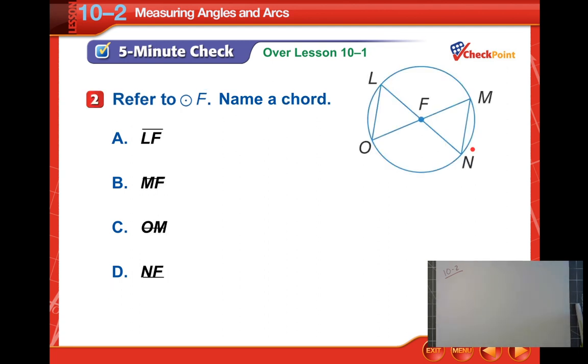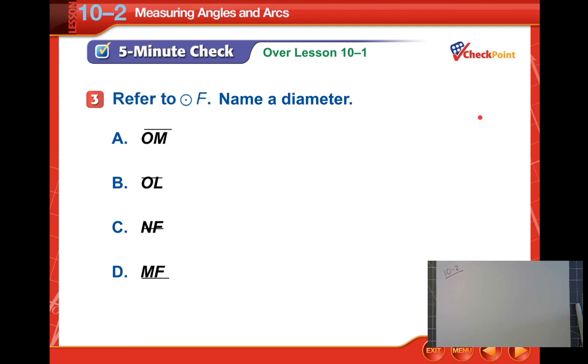Name a chord. We actually have many chords in this one. L to O is a chord. It's not one of our options. M to N is a chord. That's not an option as well. But O to M is given. There's actually a diameter and a chord. It's a diameter because it goes through the middle. We can do that one.